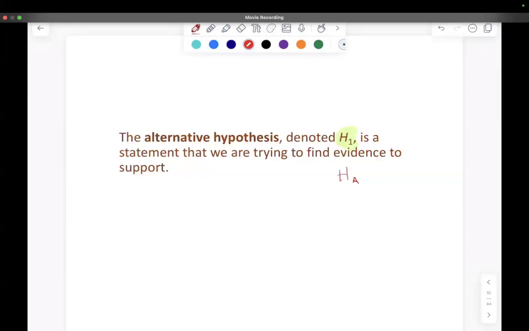So you never have an equal on the alternative hypothesis. It's either greater than, less than, or not equal to. So this is what I'm trying to support. This is where I'm putting my guess, my hypothesis, on the alternative hypothesis.